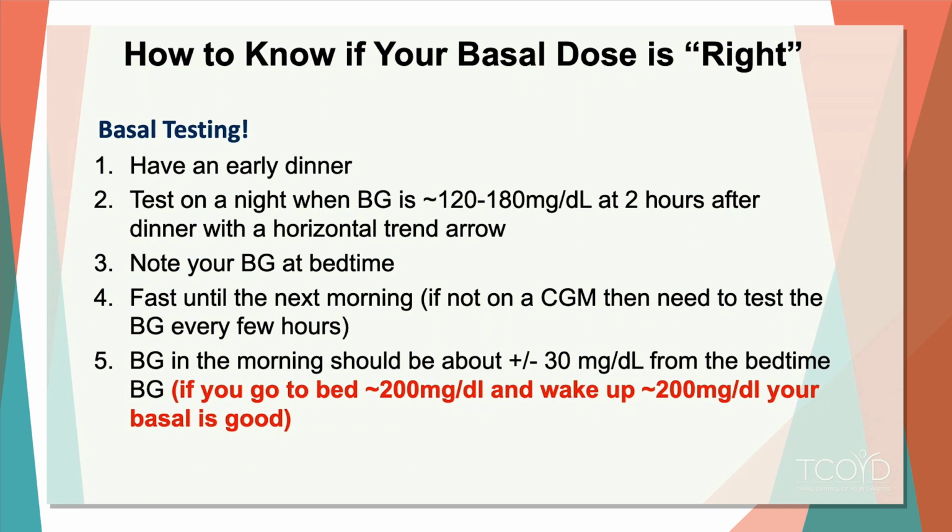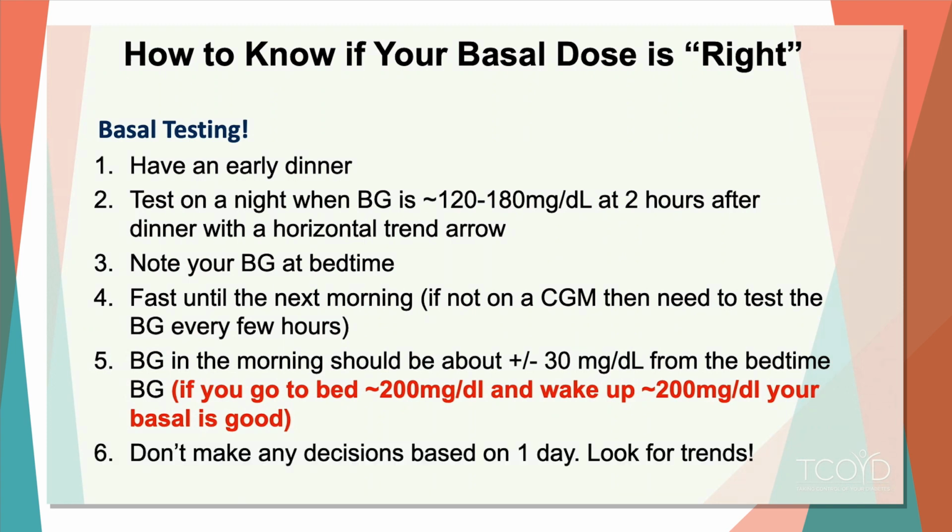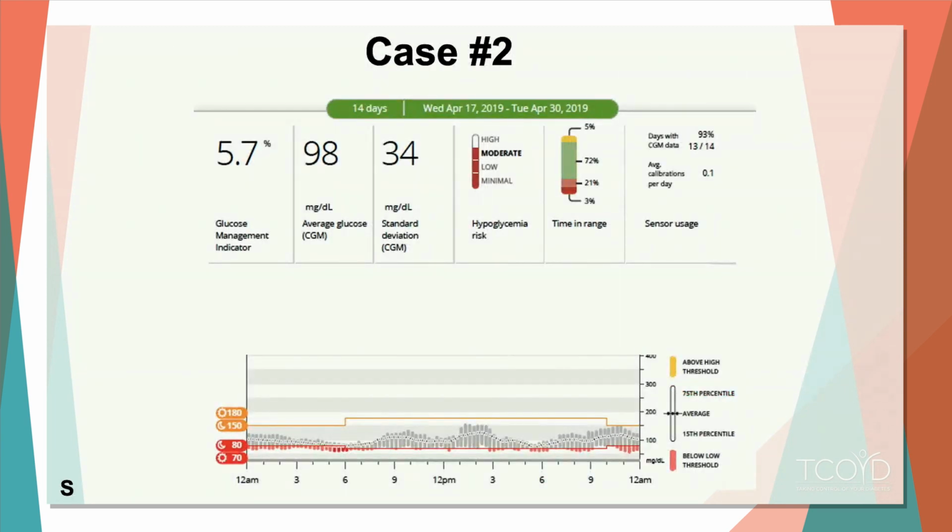It can trend down a little bit. It can go up a little bit. But let's say you went to bed at 200 and your basal was perfect, especially if you're given an insulin shot, you should wake up around 200. If you go to bed at 200, and you gave yourself a Lantus shot and you wake up at 100, that's too much basal. That would have made you low. And lastly, don't make decisions based on one day. It's good to check for trends, and you can do this a couple of days in a row to see.